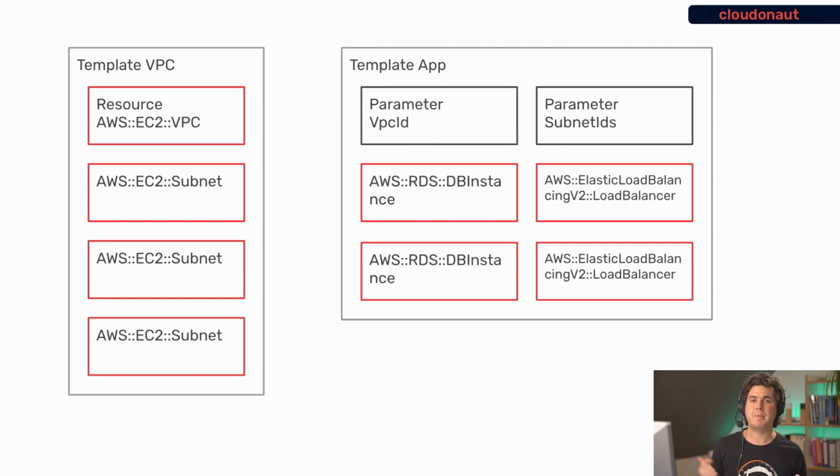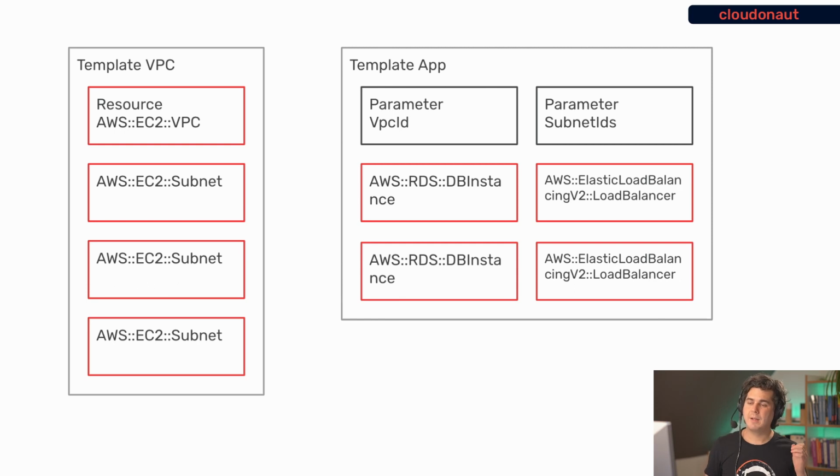But now the problem is, how do we get the VPC information into this template? And the answer is parameters. So for example, we need the VPC ID as a parameter. We might need the subnets as a list of strings or list of IDs. And so we can combine the two templates together, but this requires manually wiring up those things, for example, in your deployment pipeline.